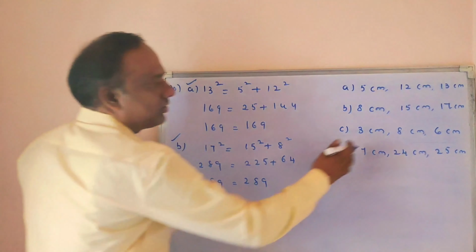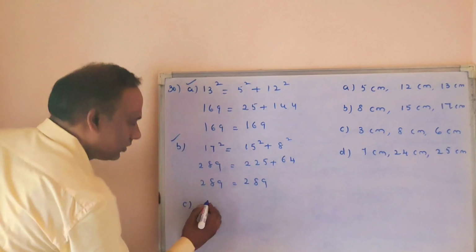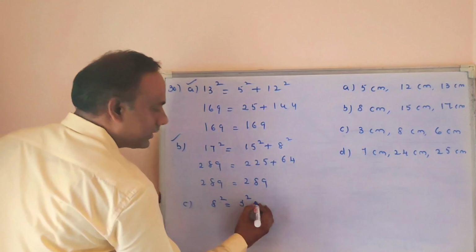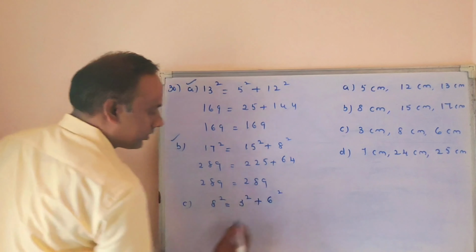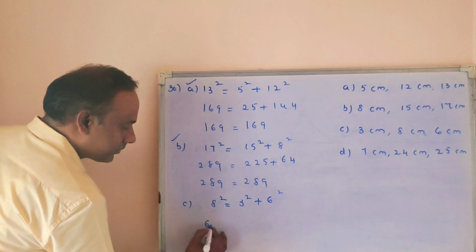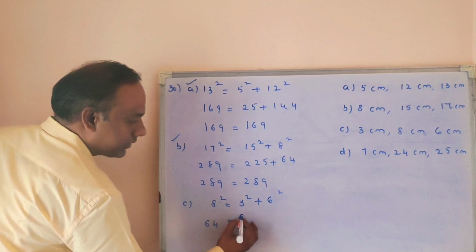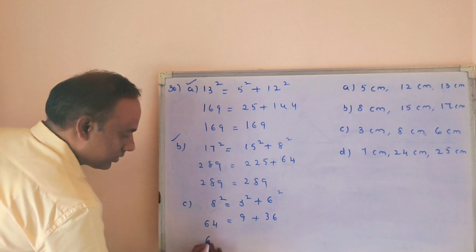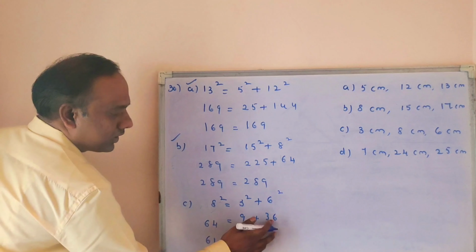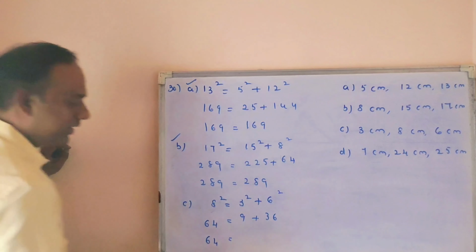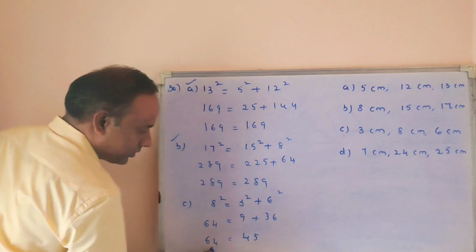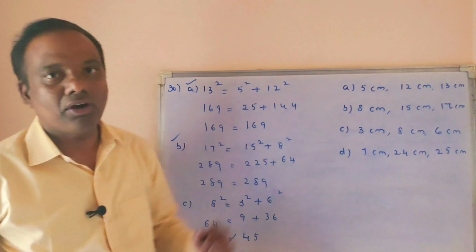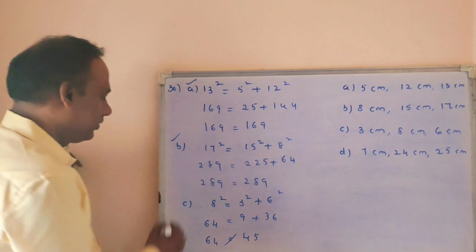Option C: here the longest side is 8. So 8 squared is equal to 3 squared plus 6 squared. 8 squared is 64, and 3 squared is 9, 6 squared is 36. So 64 is equal to 36 plus 9, which is 45. So these two are not equal. So option C does not form a right angle triangle.